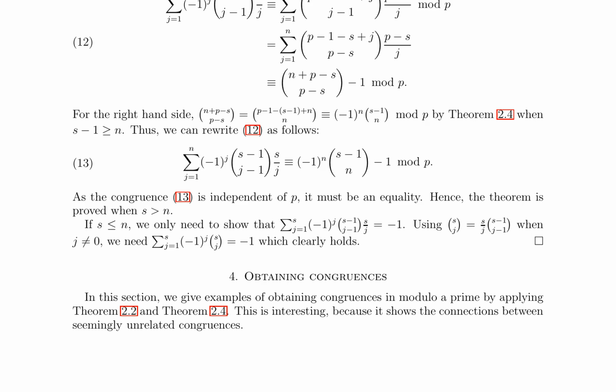This identity is then used to establish congruence 13, also independent of P. The proof relies on Theorem 2.4 and involves a transformation of the summation. Notably, these congruences bridge seemingly unrelated results, highlighting their significance in number theory.